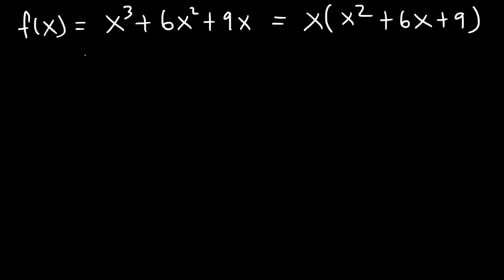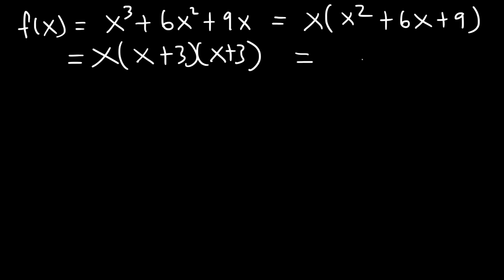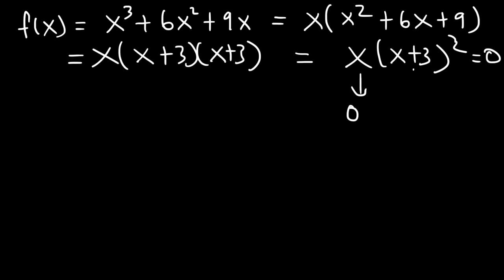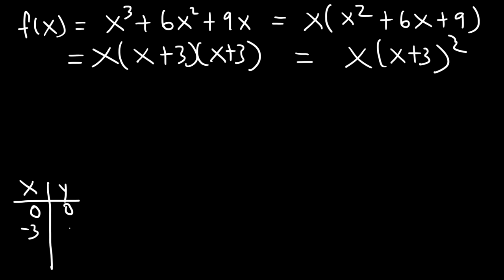So that's a perfect square trinomial. Two numbers that multiply to 9 but add to 6 are 3 and 3. 3 times 3 is 9, 3 plus 3 is 6. So it's x plus 3 times x plus 3, which we can write as x times x plus 3 squared. So if we set the function equal to 0, we can see that the x-intercepts are 0 and negative 3. So I'm going to put those points in a data table. So we have the points (0, 0) and (-3, 0).